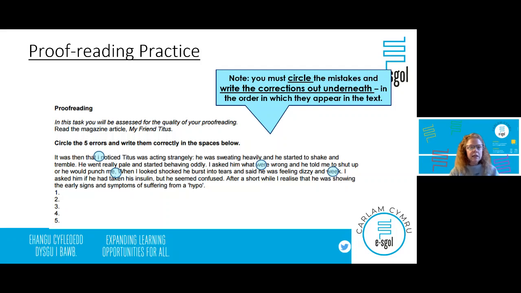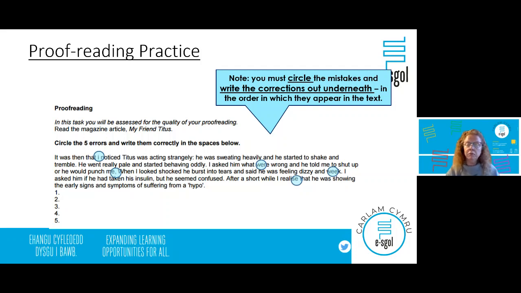I asked him if he'd taken his insulin, but he seemed confused. After a short while, I realise that he was showing the early signs and symptoms of suffering from a hypo. Okay, that realise isn't right. I know that that should be past tense because everything else has been past tense. Up here, I've got I noticed, started, so therefore I know that that realise should be realised.